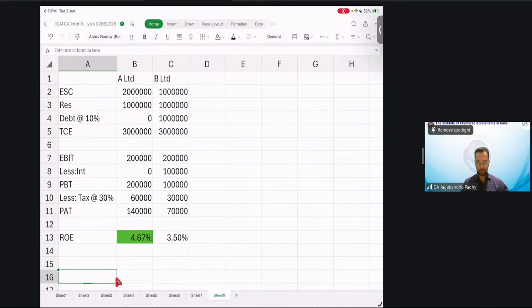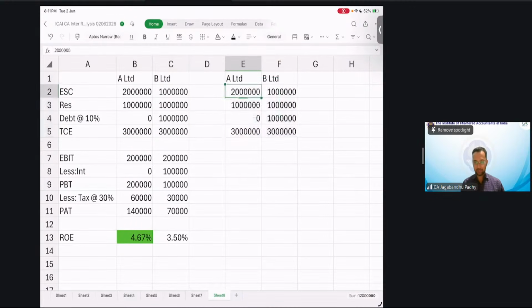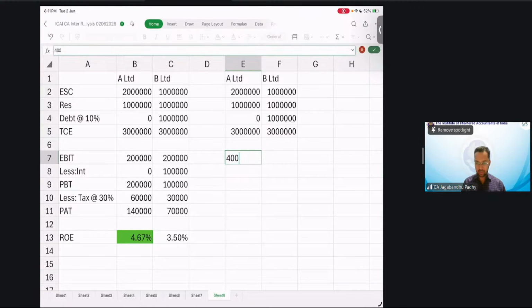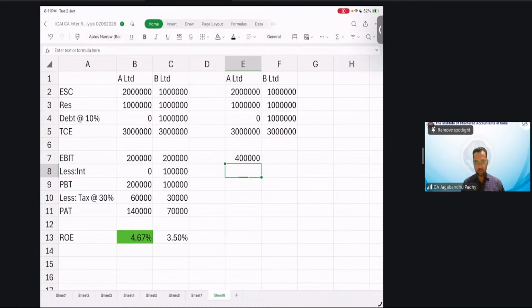Perfect. Okay. Now let me put it another way. For the same companies, one differentiating factor is that EBIT is now 4 lakh. So for A and B, now EBIT is 4 lakh. Just calculate the return on equity in this case, guys.